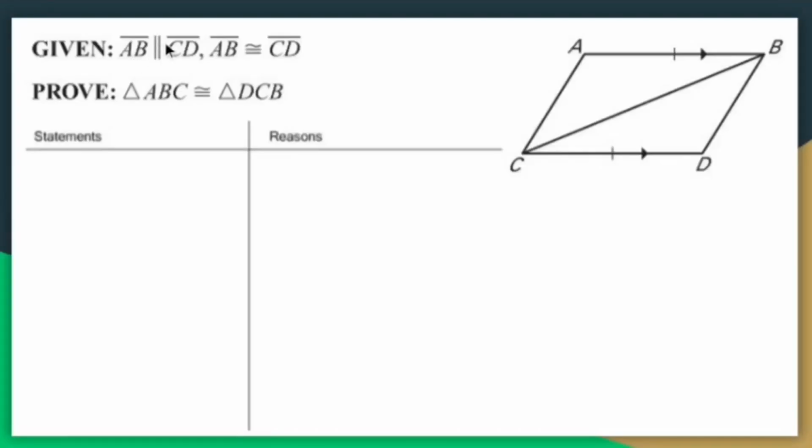Given AB is parallel to CD and AB is congruent to CD, prove ABC is congruent to DCB. All right, I have two sides. That's all I'm given. So this is me doing a rough draft. Whenever I'm trying to do triangle congruency, I'm thinking four major proofs that I could use: SSS, SAS, ASA, or AAS.